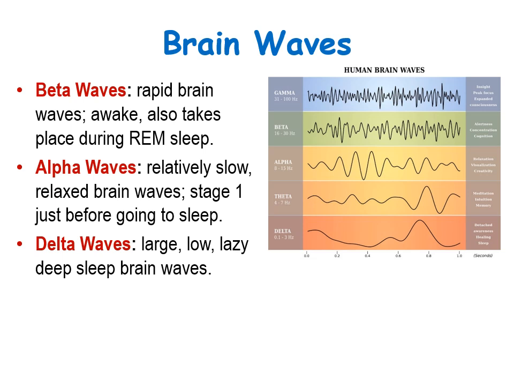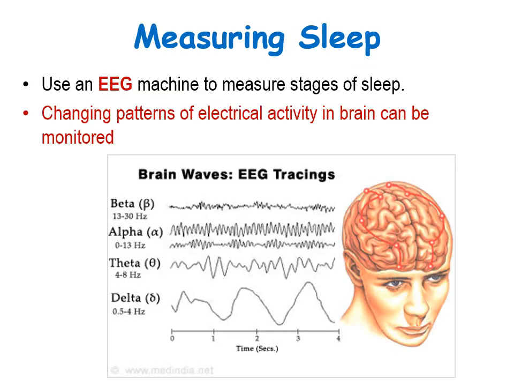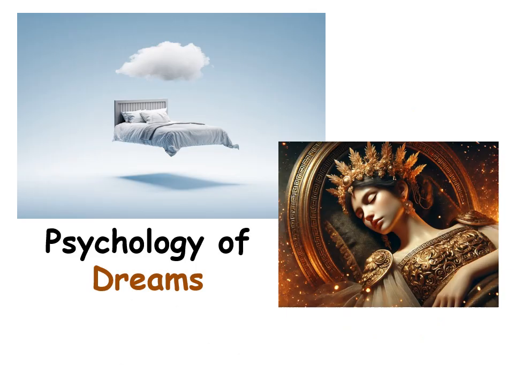This is what the brain waves look like. I gave you this chart so you can see the beta waves, the alpha waves, the delta waves. You can see all the different waves here. And how do we measure sleep? Again, we measure sleep with an EEG machine. So you put the little electrodes right up against the scalp, and we can see the patterns of electrical activity. So if you're going into a sleep study or sleep apnea study, that's what they're going to do to measure.